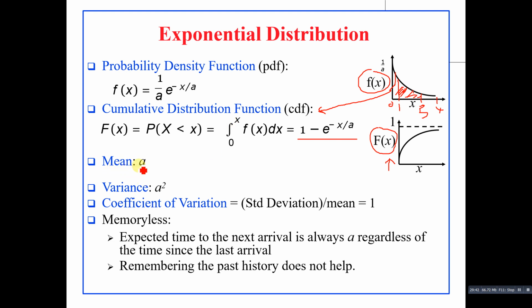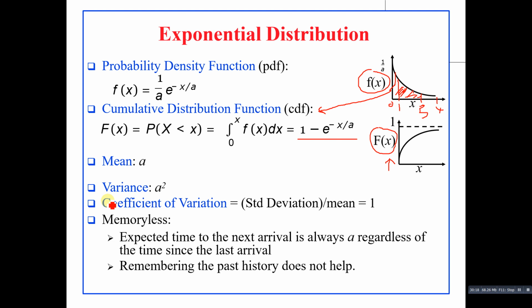You have a mean a, a normal statistical mean. The variance is a squared. The coefficient of variation, standard deviation divided by mean, is equal to 1. So the coefficient of variation of the exponential distribution is equal to 1. You can imagine that the coefficient of variation is the variation between the first customer and the second customer. How much does it differ? Okay, and it's memoryless.